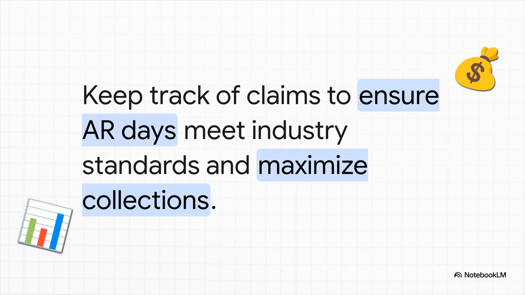You also have to track your net collection rate versus your gross collection rate. This tells us what percentage of allowable charges we are actually collecting versus what was billed. And finally, you need to keep a hawk's eye on your initial denial rate and your appeal overturn rate. If any of these KPIs start slipping, it's a huge red flag, and immediate intervention is required.